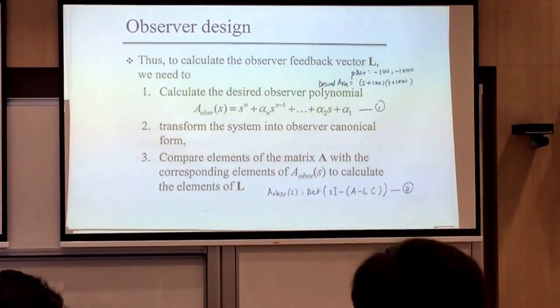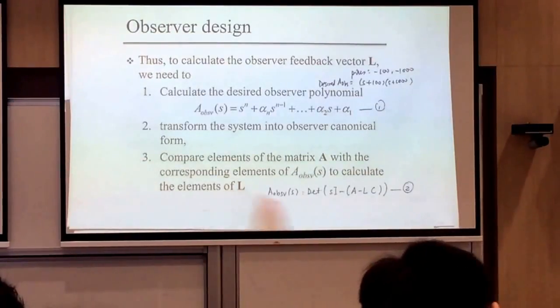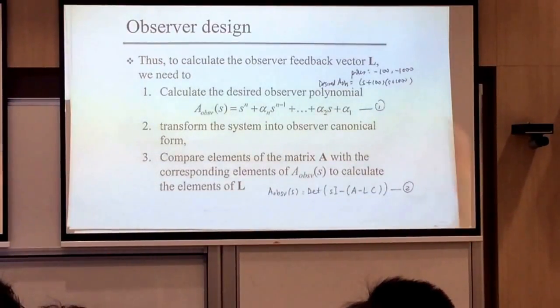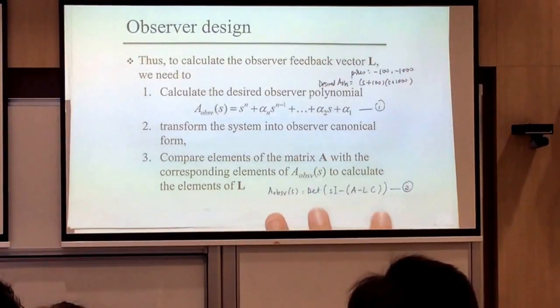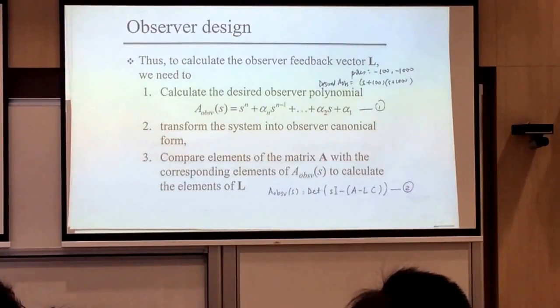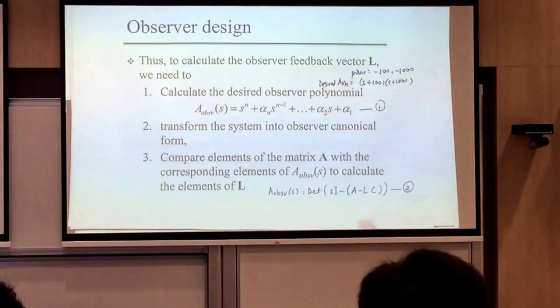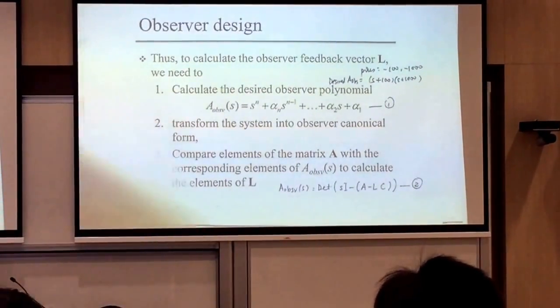Done? Okay. What you do is write the desired polynomial, and then you calculate your determinant of sI minus (A minus LC). So this is the characteristic polynomial. And then you compare them, coefficient for coefficient, and then you find what's the L. You never do this in your exam. No, don't do this. What you do in your exam is this.